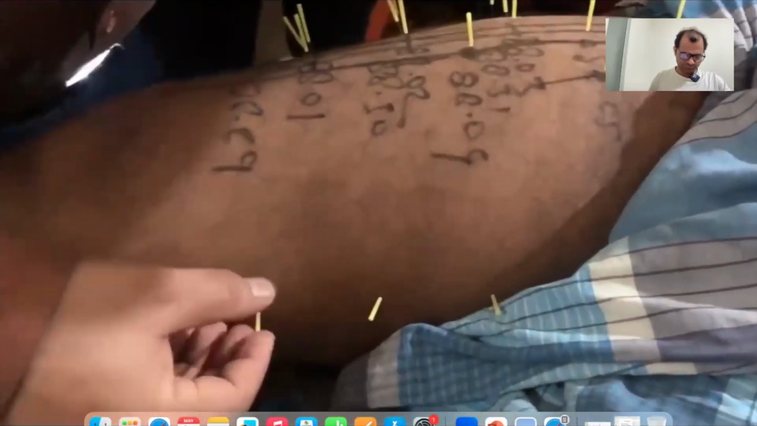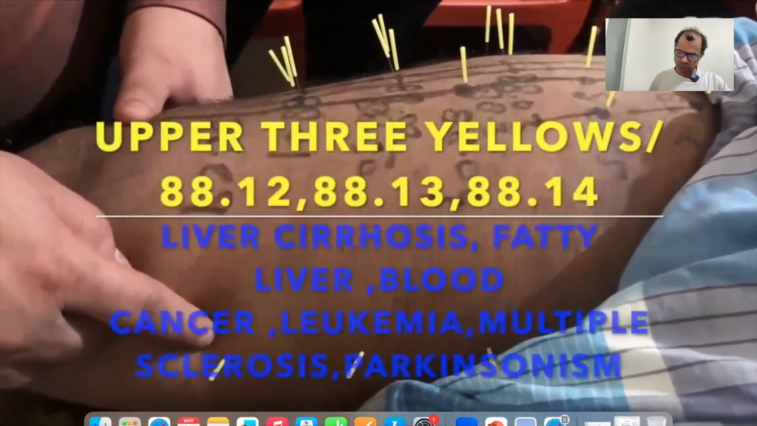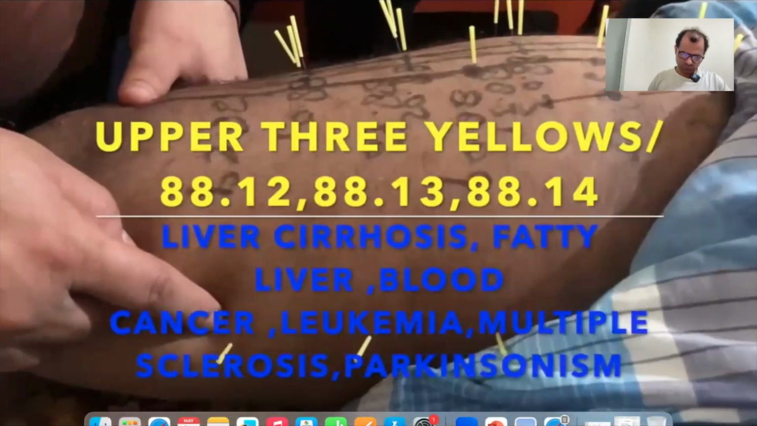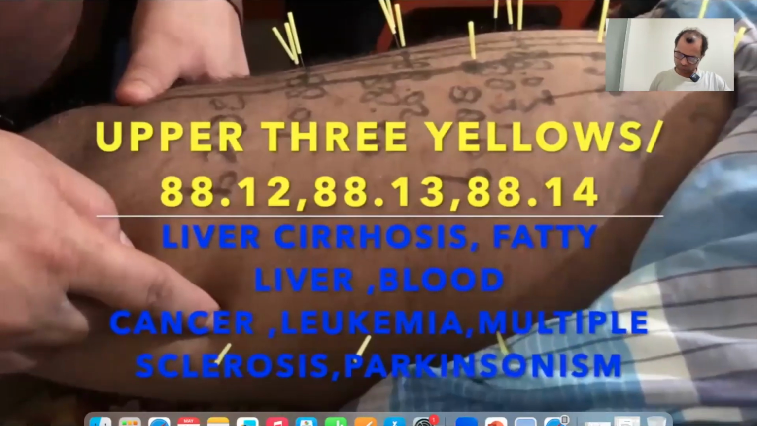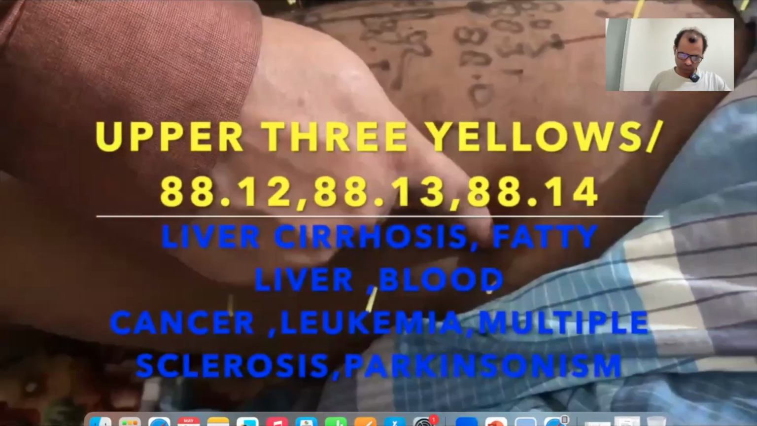So these are the 3-point unit. These points are very wonderful for the liver. Number 1, if someone is suffering with fatty liver, cirrhosis of the liver, hepatitis, hepatomegaly, or any very worst condition of the liver, these are the wonderful upper 3 yellows.